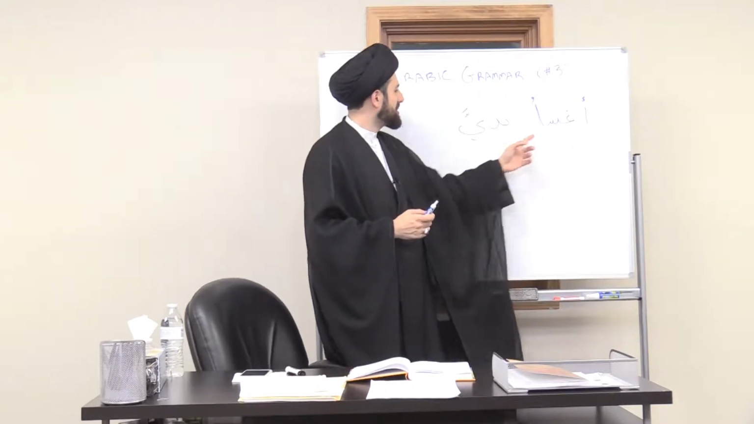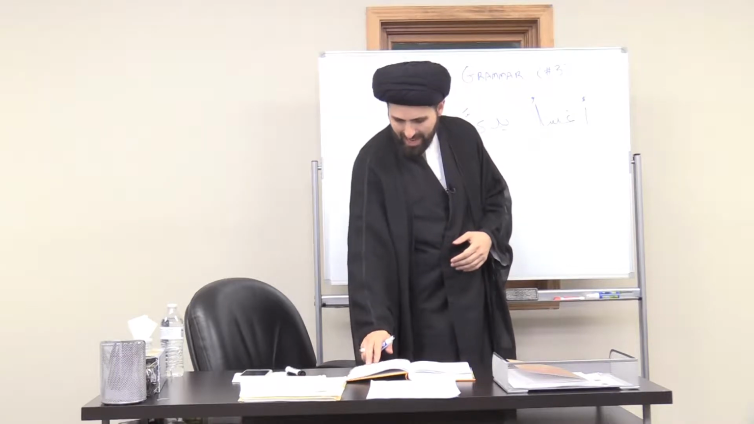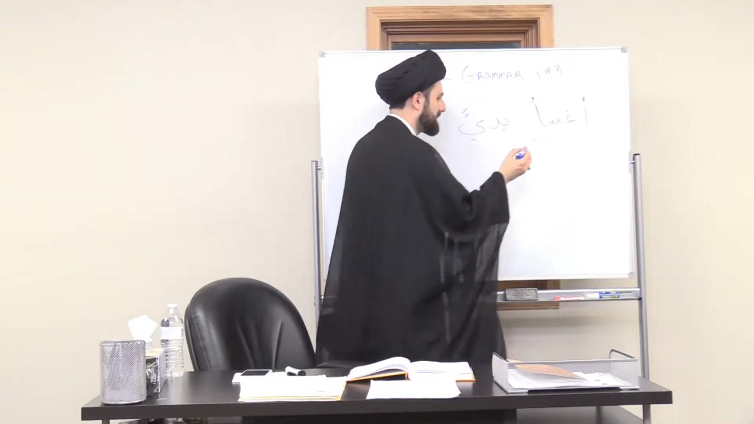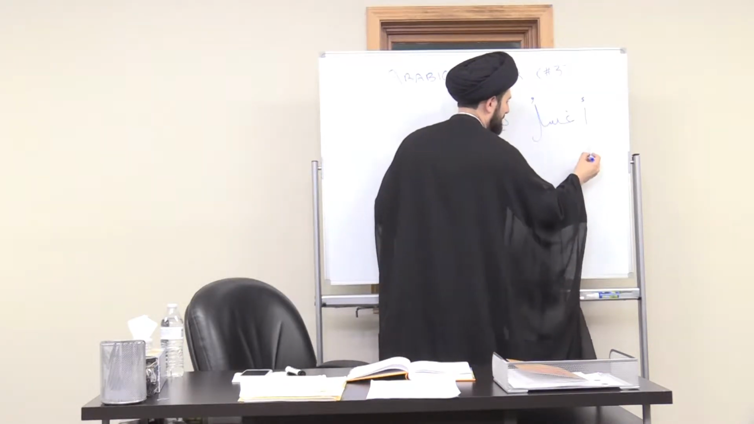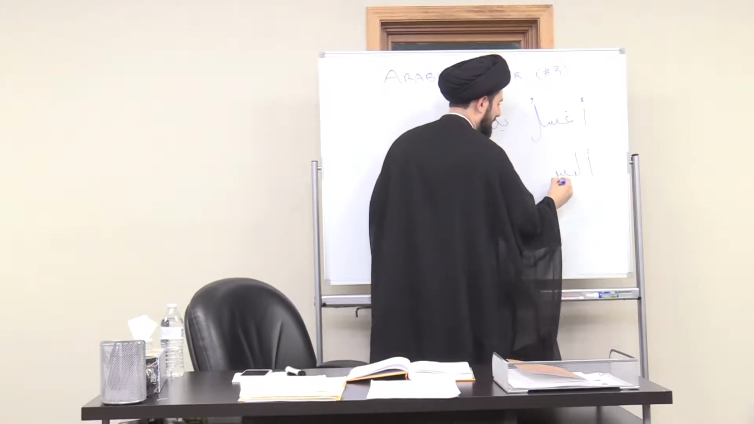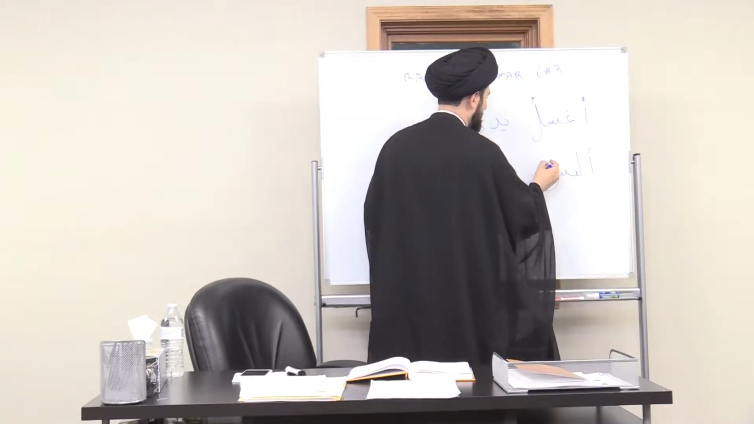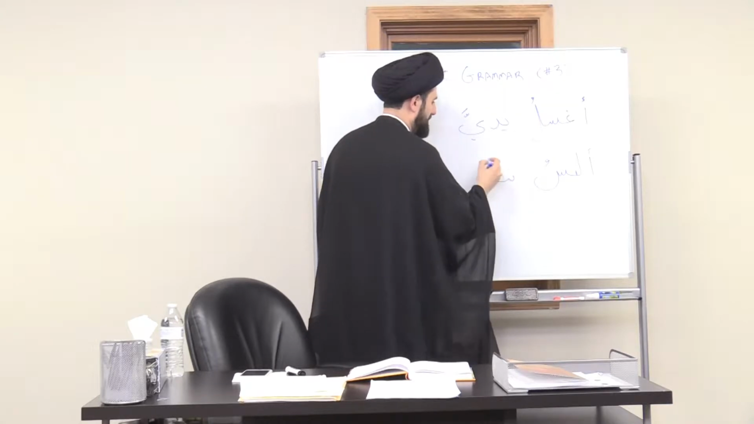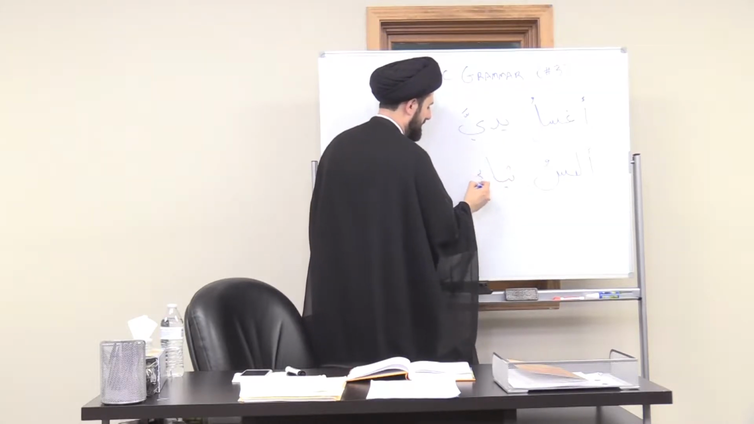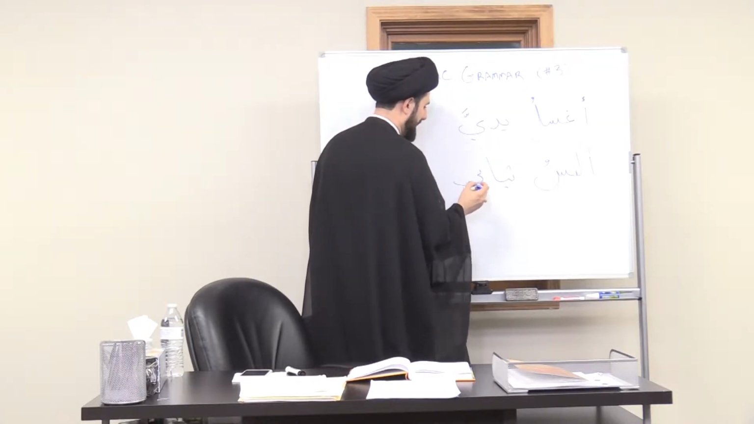Now we only have two hands, right? But you could still say my hands. أغسل يدي. Let's look at the second example. ألبس ثيابي. What does ألبس mean? To wear. I wear, to wear. What does ثيابي mean? Clothes. Clothes, so I wear my clothes.